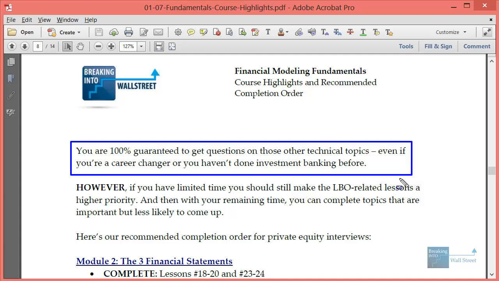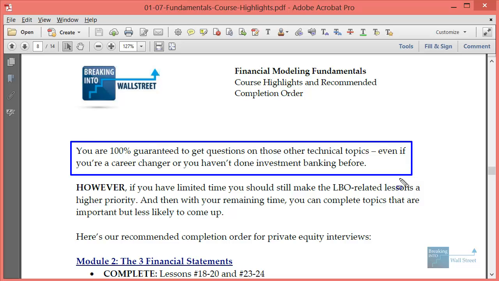I remember one private equity interview I went into a long time ago when I was working in the industry. They started out by asking me a bunch of accounting questions about cost of goods sold and inventory, even though it was a private equity interview. So don't underestimate the chances of getting questions on other topics. It's a really big misconception that you're only going to get questions on LBOs. It's not true at all.